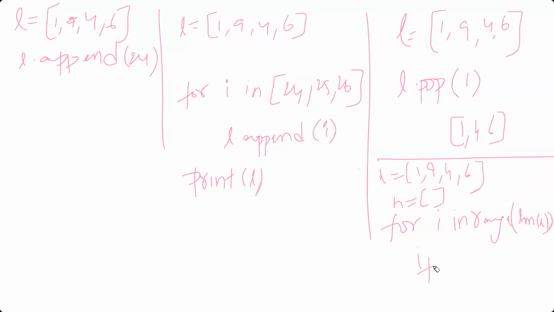Okay. If I, what are the I? Not in index numbers 0, 3. The remaining index numbers have to be appended. N.append of L of I. Now tell me what is the output of this? Now print n. If I print n, what is the output?